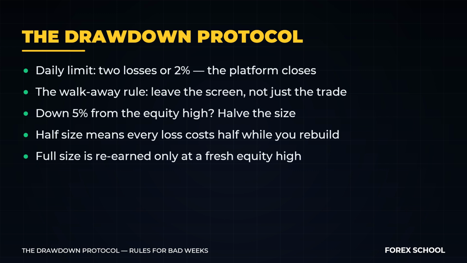Rule 2, the walk-away rule, when the limit is hit, you physically leave the screen. Analysis can wait, orders placed in that state cannot be trusted. Rule 3, when the account sits 5% below its high, halve the position size. Every loss now costs half as much while confidence rebuilds, and full size is only re-earned at a fresh equity high. 3 rules, agreed in advance, because mid-drawdown is the worst possible moment to negotiate with yourself.